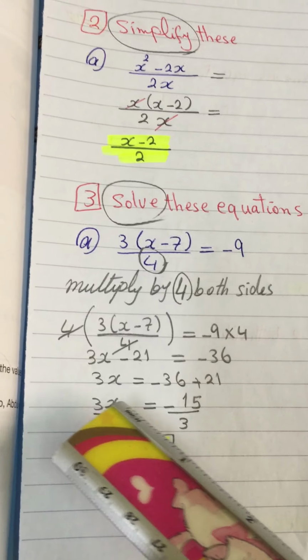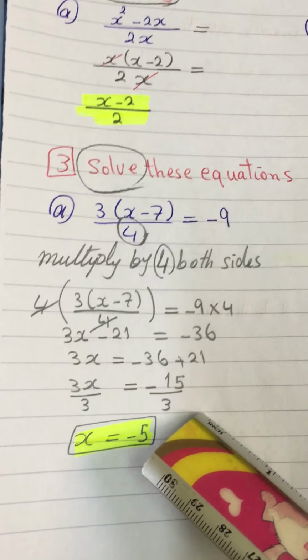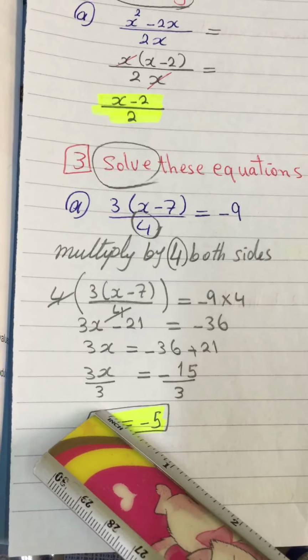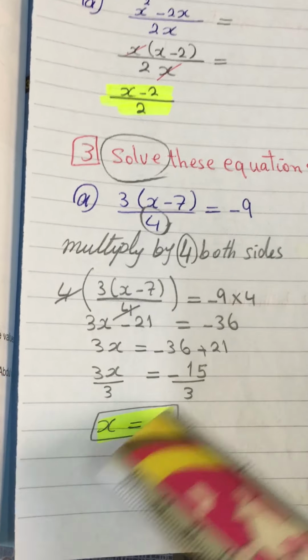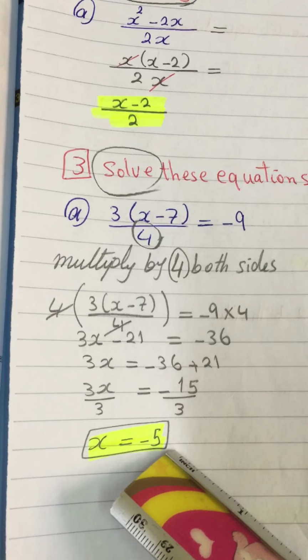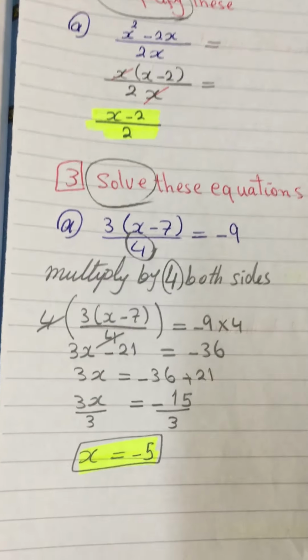So 3x equals, I'll take the sign of the bigger, subtract, equals negative 15. I'll divide by the coefficient of x with its sign. So I'll divide by positive 3 on both sides. So x equals negative 5. This is the value of x. By this way, I solved the equation.